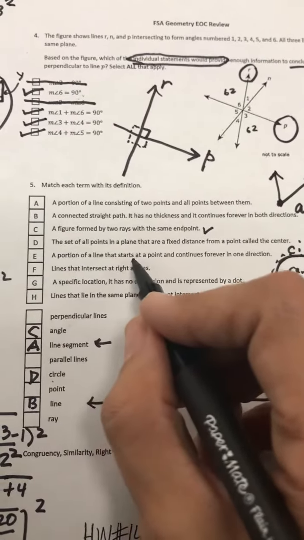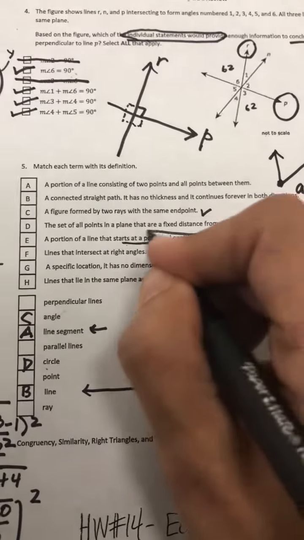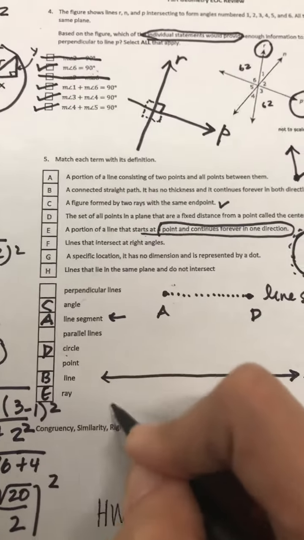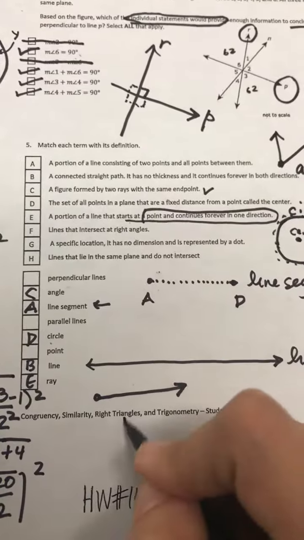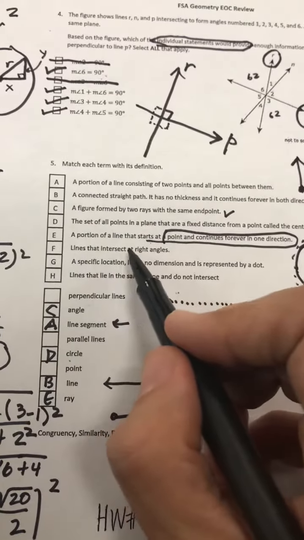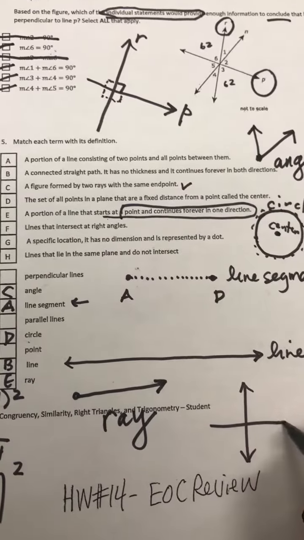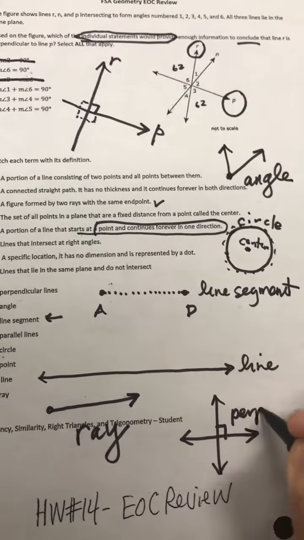E, a portion of a line that starts at a point and continues forever in one direction. That's got to be our ray. Okay, so it starts at a point and continues forever in one direction. That's a ray. Lines that intersect at right angles. So lines that intersect at right angles happen to be called perpendicular lines.